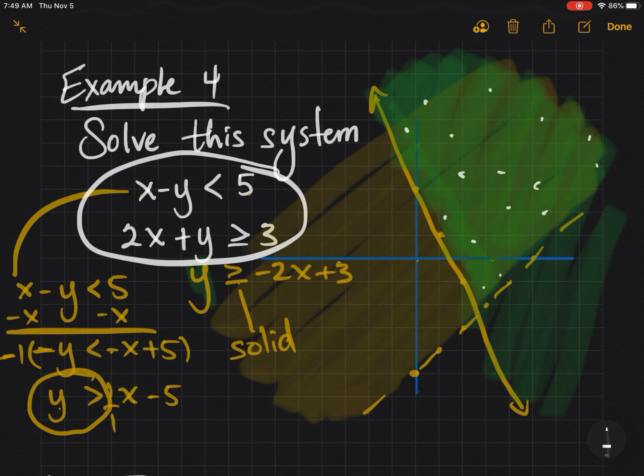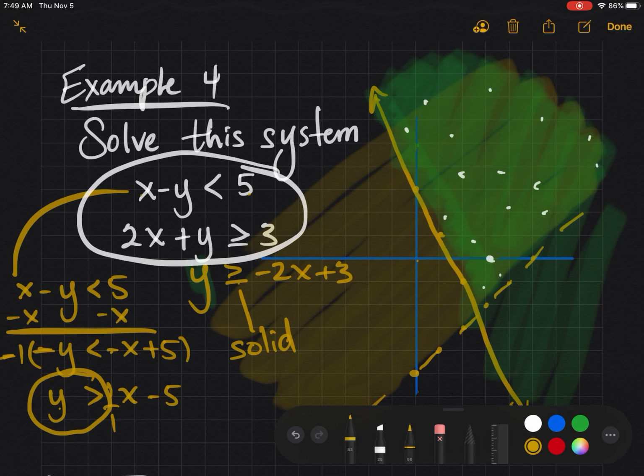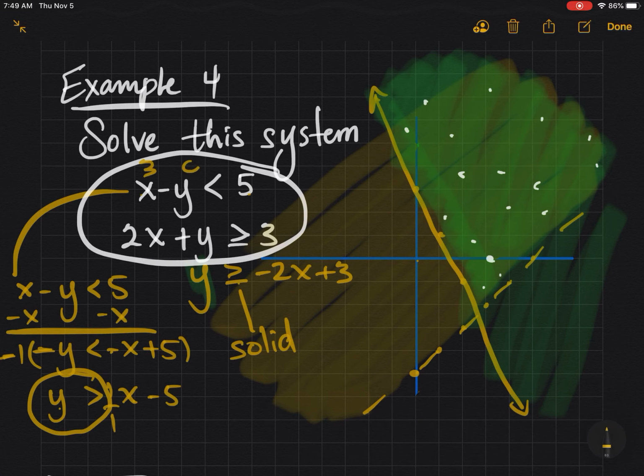So I could pick any one of these points. What about 1, 2, 3, 0? That looks like a good point. And if I plug 3 in here and 0 here, 3 here and 0 here, both of them will give me a true statement.